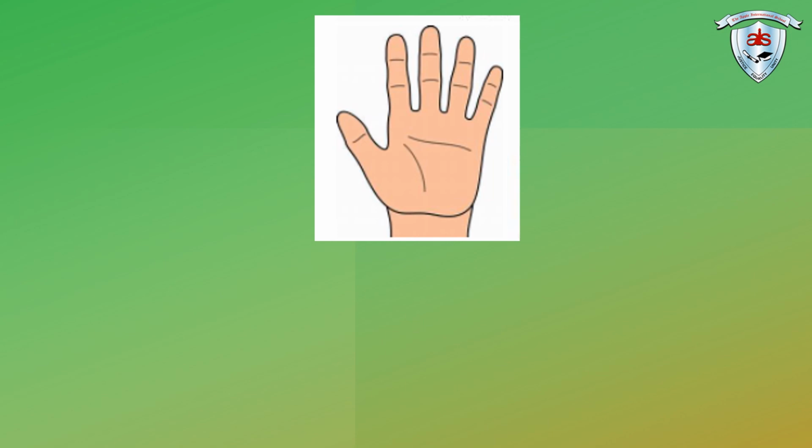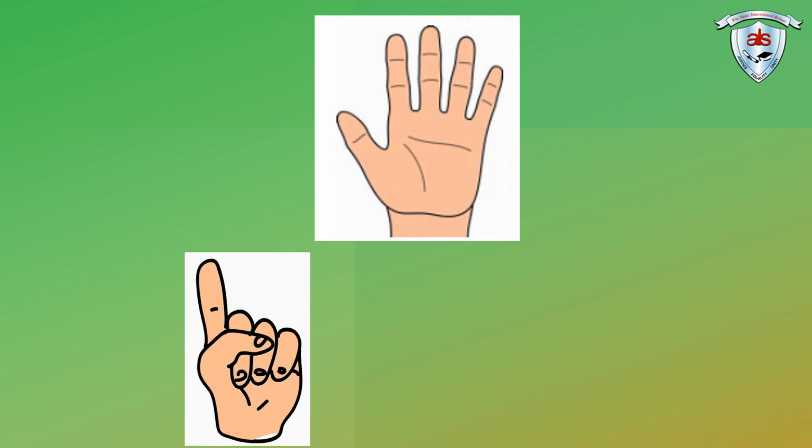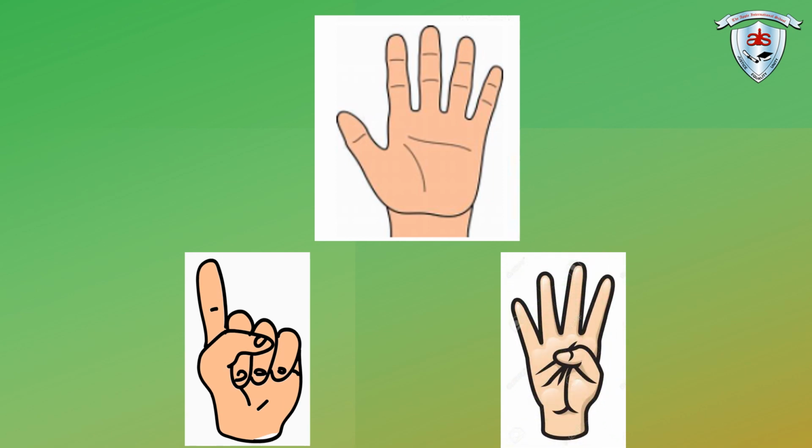So in one hand, what number will you show? Yes, you're right. You're going to show 1. And what about the other hand? Okay, what number you're going to show? Yeah, you're right. It's 4. So when you add 4 and 1, what number you get? It's 5. So 1 and 4 make 5.